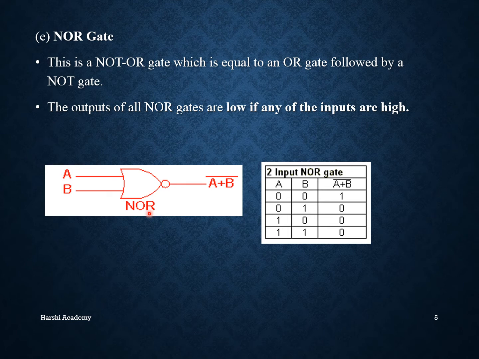The output of OR gate we represent as A plus B. NOR gate, A plus B bar. This is the truth table for NOR gate. You can see when both inputs are 0, then output is 1. Otherwise, output is 0. Output is low level.